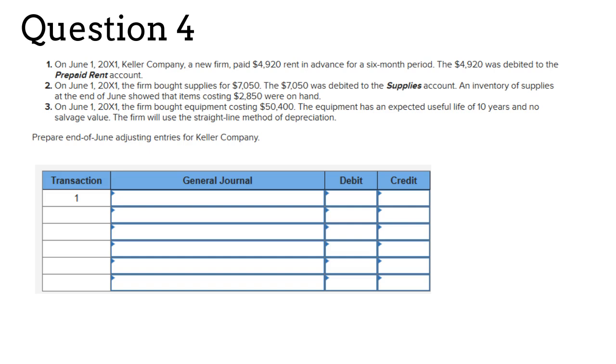Please revisit the lecture videos that cover these topics in detail, and don't forget that every transaction has two parts and to apply the three-step process for determining debits and credits.